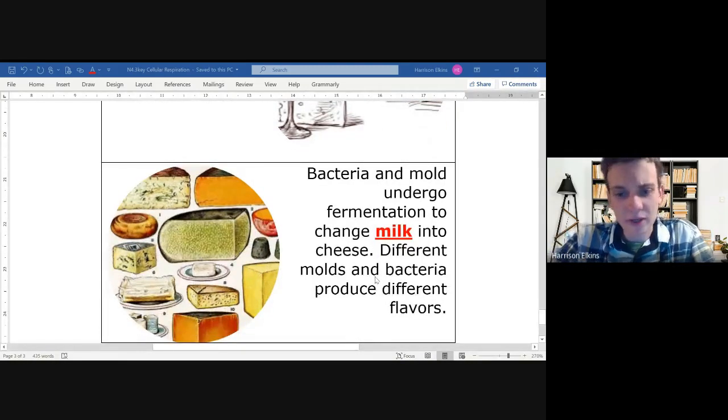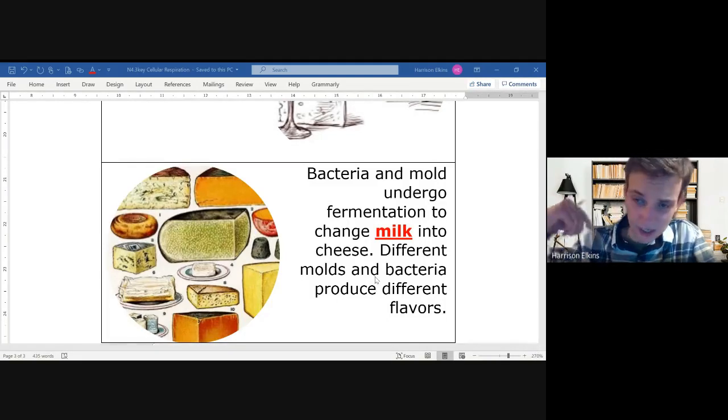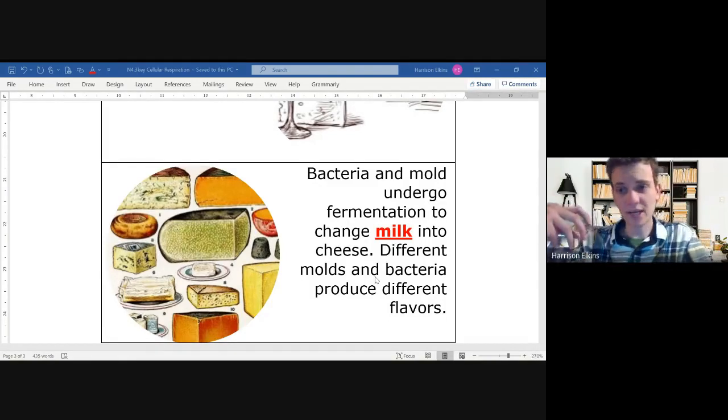So different molds, different bacteria produce different flavors, different types of cheese. So blue cheese is going to have that mold still in it, all right? You're going to have different kinds of cheese that are going to have different kinds of mold, different kinds of bacteria. And what they've done is they've changed the chemical structure of the milk. They've broken down some of those sugars. Okay? They've done those different processes.